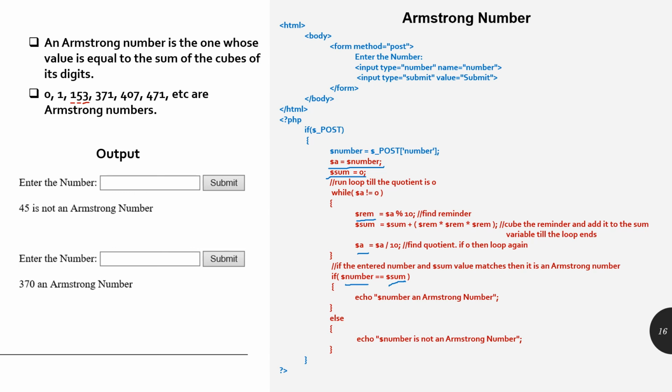If it is equal like that, it is an Armstrong number. Consider a case like 45. That will not be equal to this sum. At that time, that number is not an Armstrong number. Okay, this is about Armstrong.